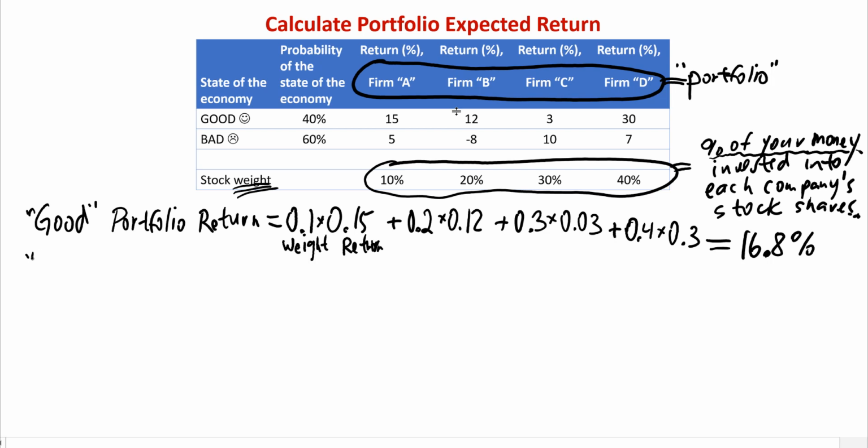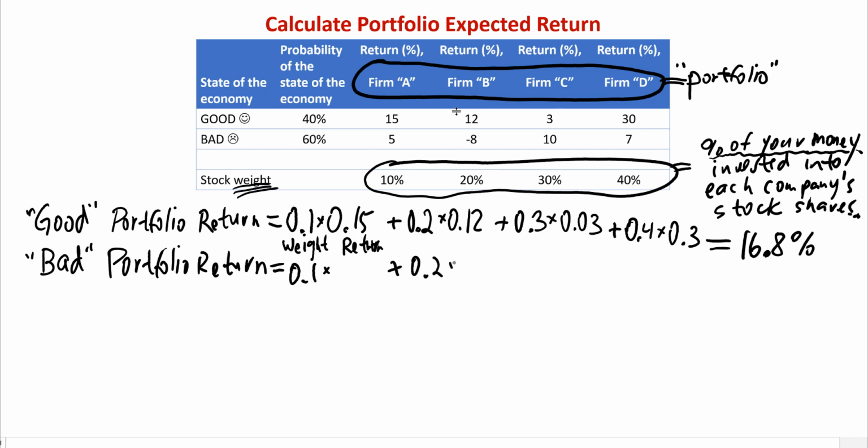Then we do the same portfolio return in the bad state of the economy. So bad portfolio return if the bad year happens. What we are gonna copy and paste from the line that we already have is the weights. So 0.1, 0.2, 0.3, and 0.4, all multiplied by the return.